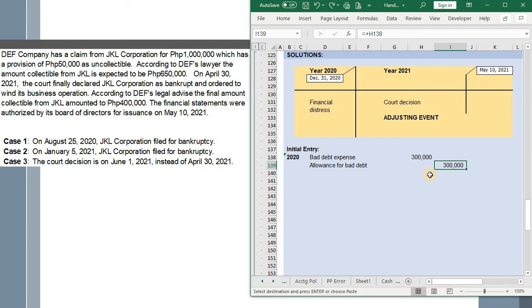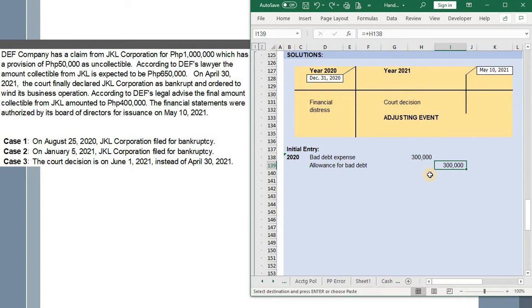However, since we already have recorded 50,000 pesos uncollectible accounts, we need to record an additional 300,000 pesos in order for us to have an ending balance of allowance for bad debts of 350,000 pesos. So that is why we have recorded an additional 300,000 allowance for bad debts to make it 350,000 by the end of 2020. As of December 31, 2020, prior to any adjustment, the balance of the allowance for bad debts after this entry is 350,000 pesos.